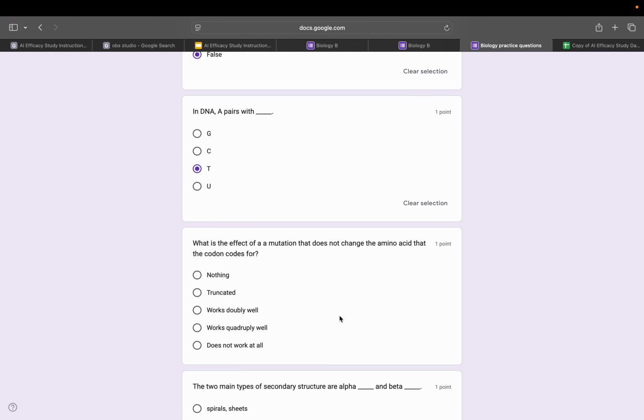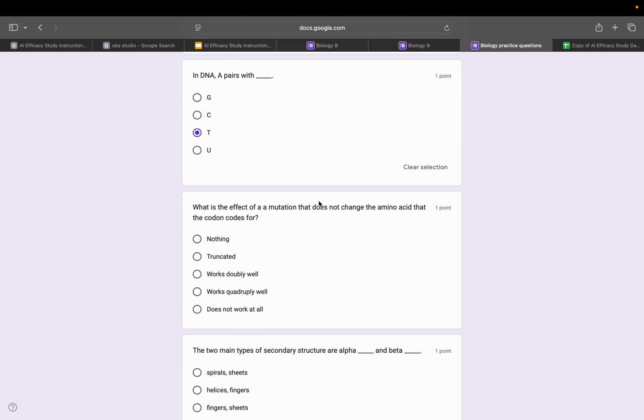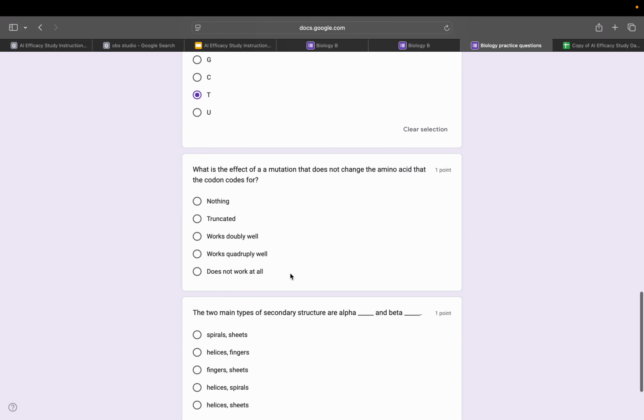What is the effect of a mutation that does not change the amino acid? I was not able to go towards the mutation part. What is the effect of a mutation that does not change the amino acid? The effect of mutation, was there given some? Sorry, I just need to check.